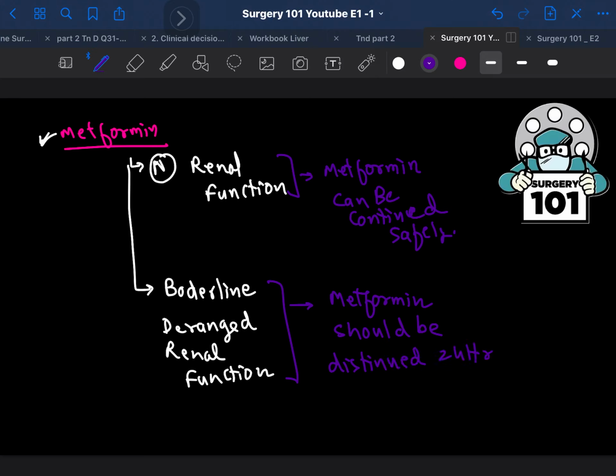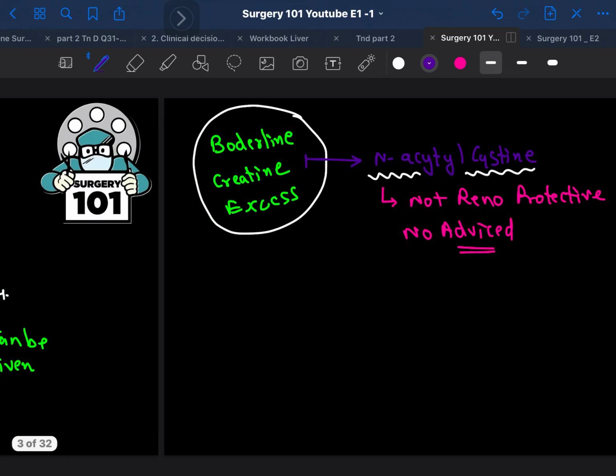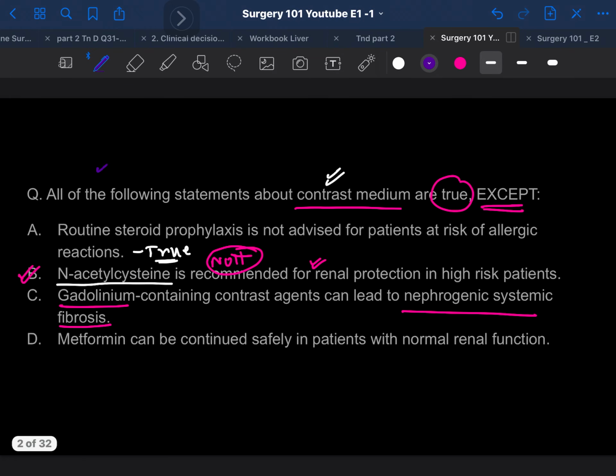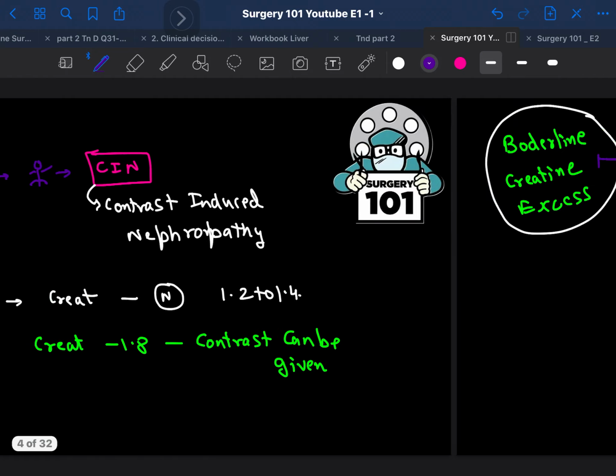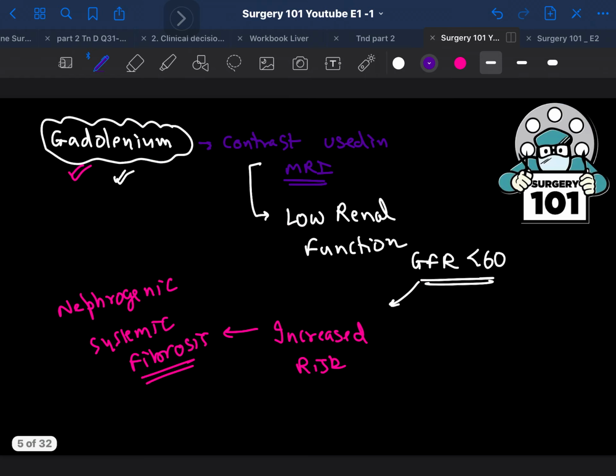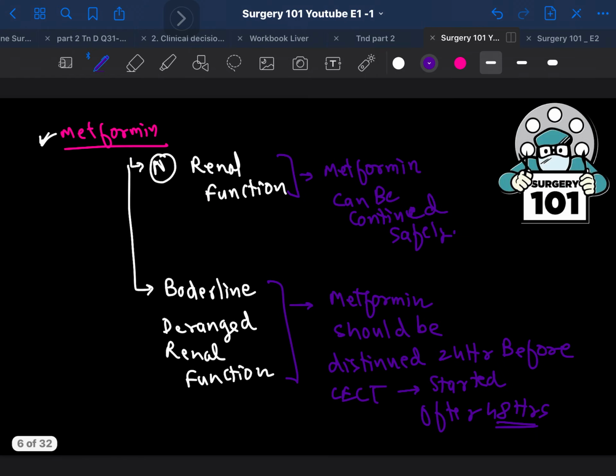It should be stopped 24 hours before the CECT, and it can be started after 48 hours of the procedure. Are you able to understand this point? So this is all about this particular question. What you need to understand is that N-acetylcysteine is not recommended as a renal protective agent if there is a patient who is having a borderline increased creatinine level.